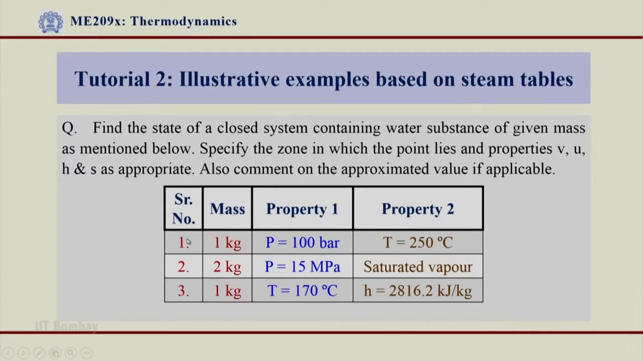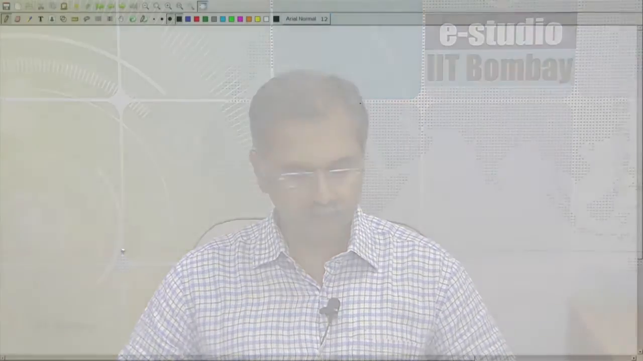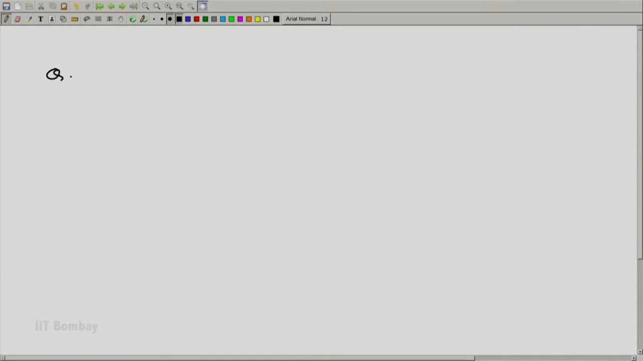Let us now look at the first problem, where the mass is 1 kg, pressure P is 100 bar, that means 10 MPa, and the second property is T equal to 250 degrees centigrade. So, let us first try to see in which zone it lies. Question number 1: M is equal to 1 kg, P is equal to 100 bar, and T is equal to 250 degrees centigrade.